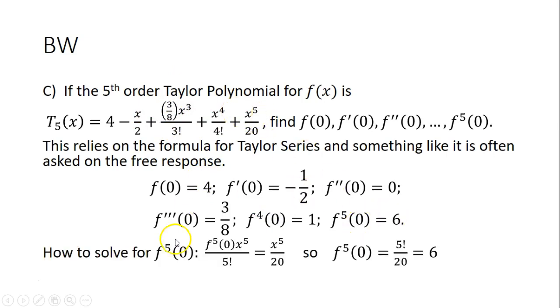And let me show you the process for that. We know that the fifth derivative at 0 times x to the 5 over 5 factorial has to equal this x to the 5th over 20. So just do a little bit of algebra. The x to the 5ths cancel, multiply by 5 factorial. 5 factorial is 120, divided by 20 is 6. That's all there is to it. Okay, so if you ever can't just think of what it's going to be, just set up this little thing. I know this is the 5th degree term of any Taylor polynomial, so we set it equal to the term, and we solve. That's it.